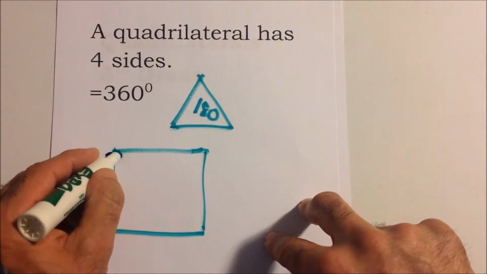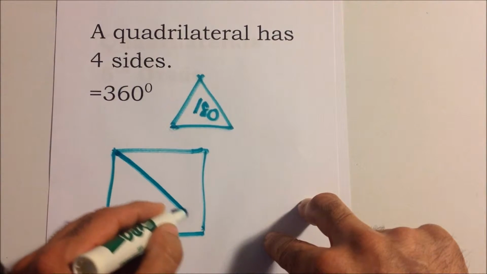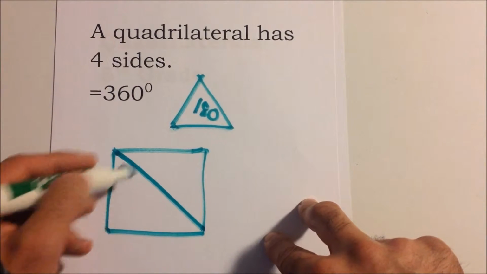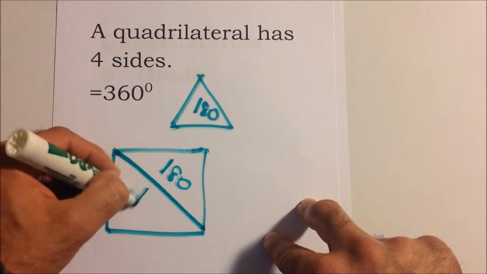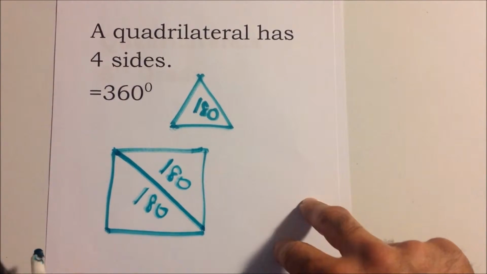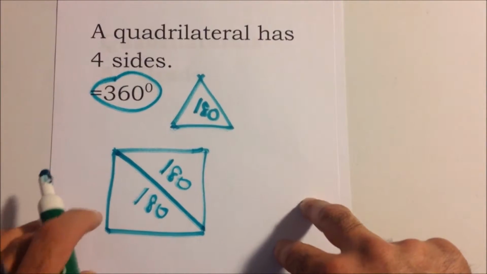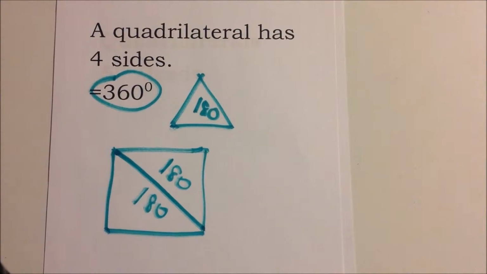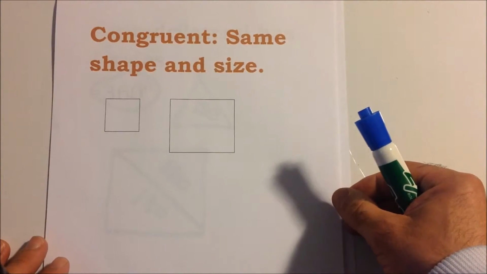And you can see if we take a square or a rectangle and we cut it in half, we have two triangles. And each triangle is 180. And 180 plus 180 is 360. So quadrilaterals, they have four sides. Okay, and we'll go over the types of quadrilaterals, but let's make sure we understand a vocabulary word first.